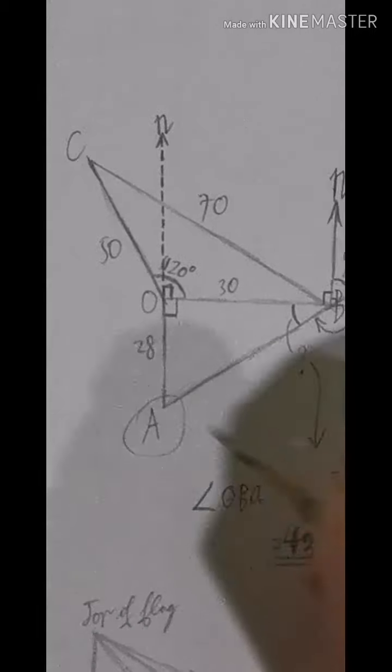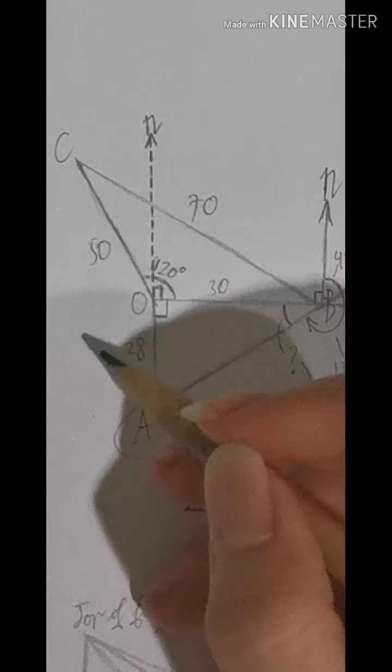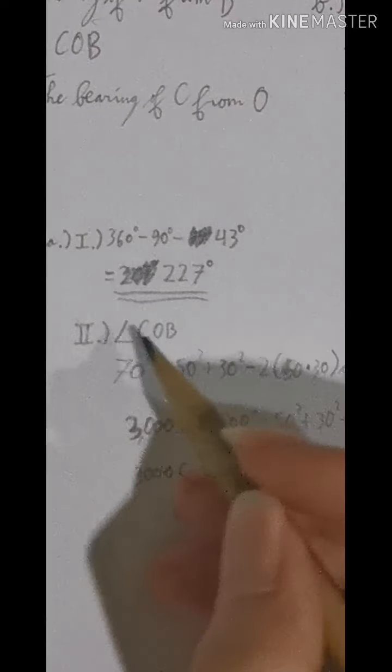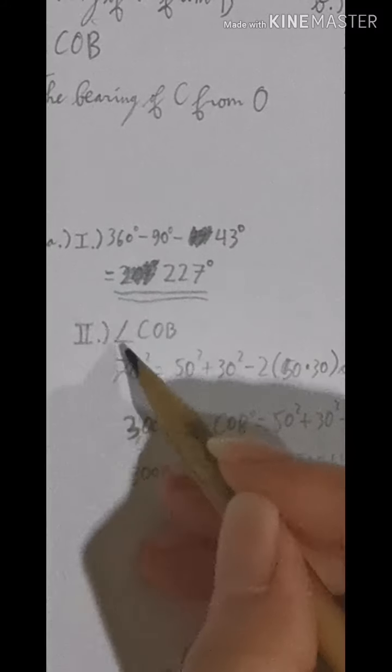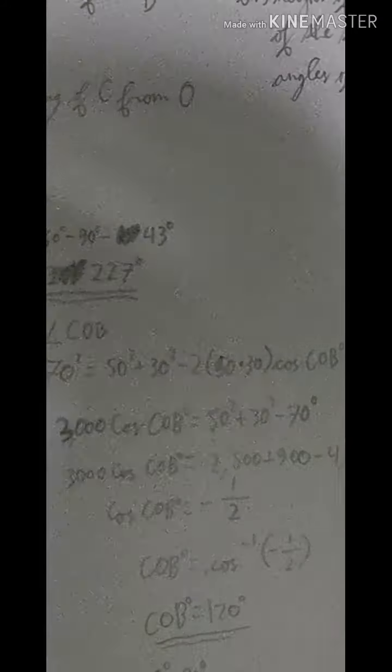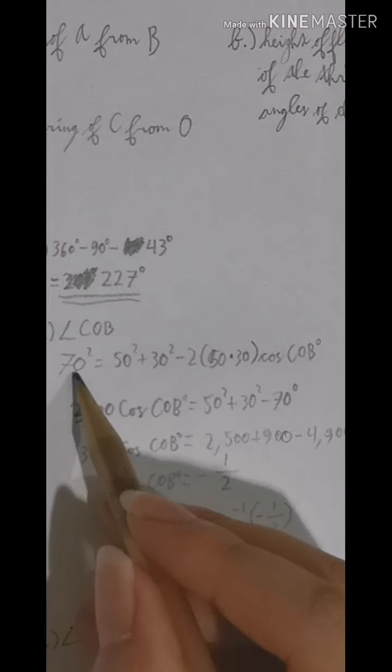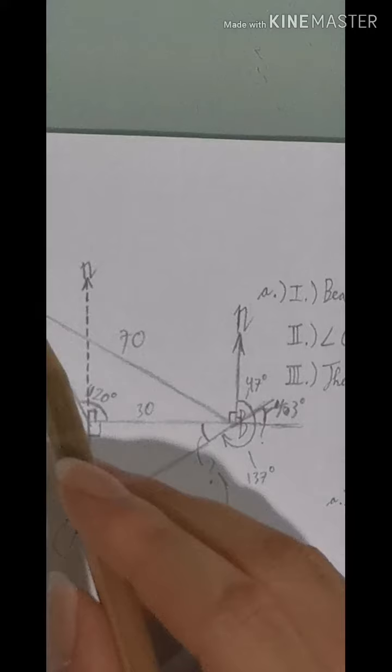And so to find COB, you need to use something called the cosine rule. So the cosine rule is basically something like, let me point it out to you. To find angle COB, we need to use this equation. We need to find the length of CB, because CB is the opposite of COB. In this case, CB is 70.